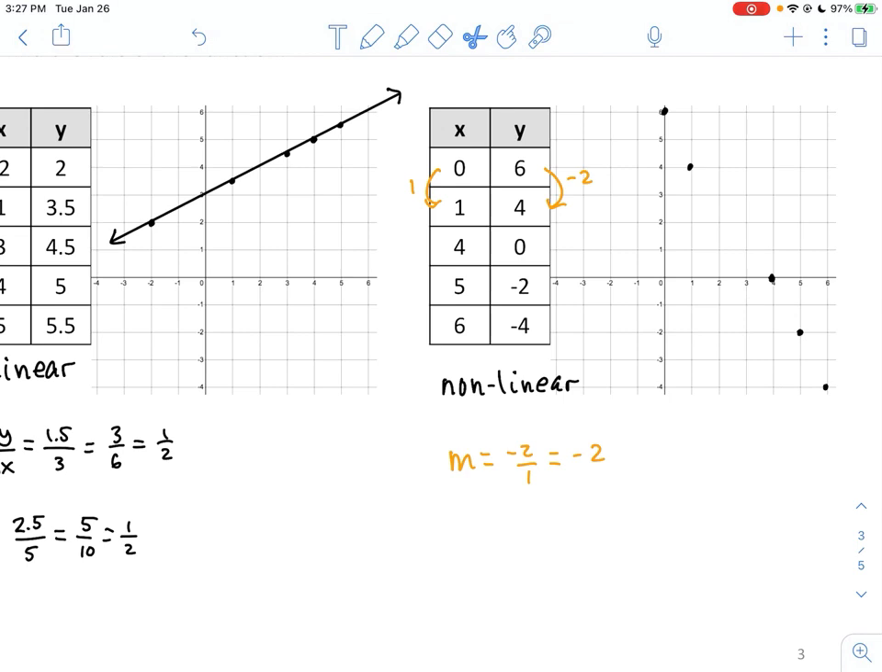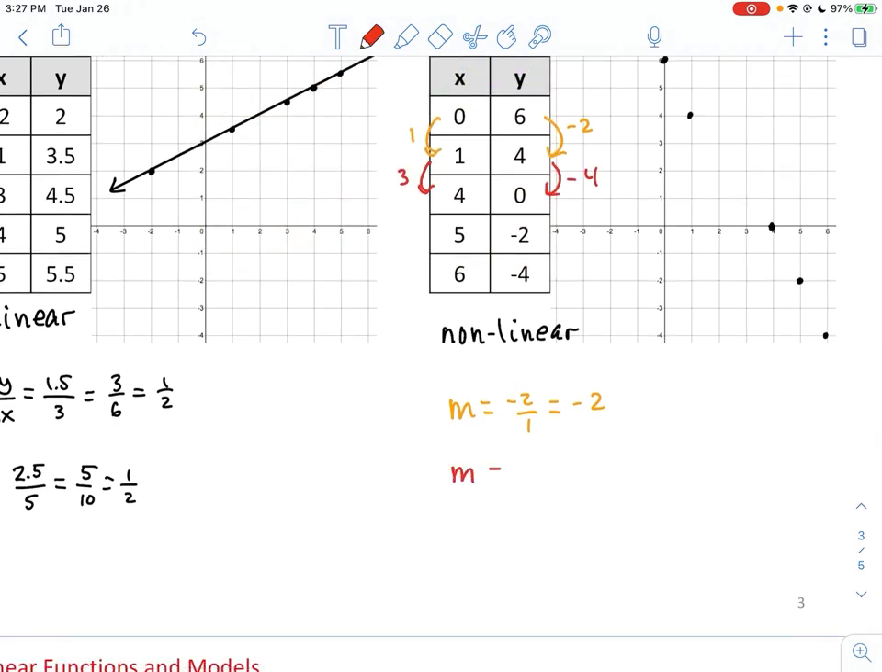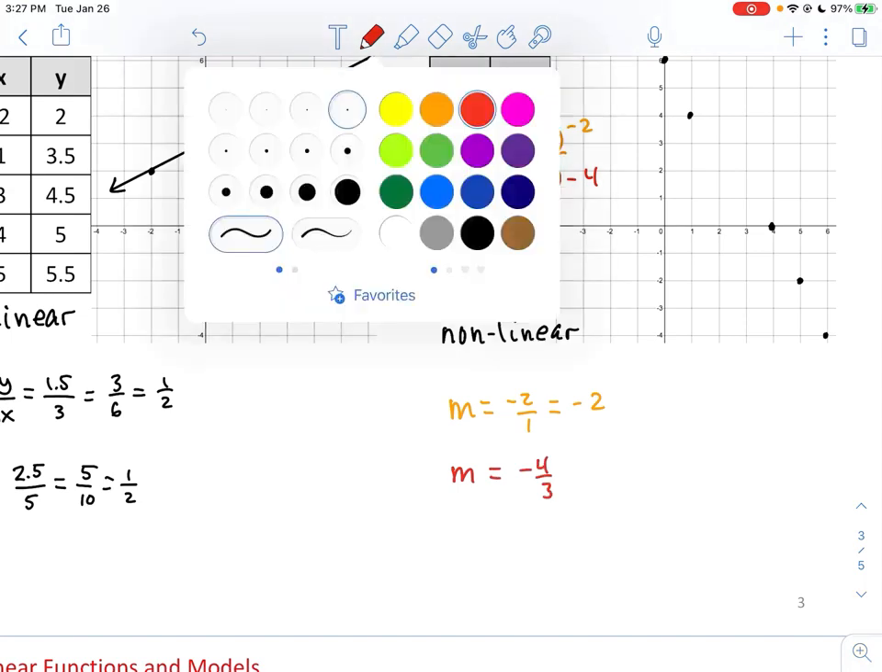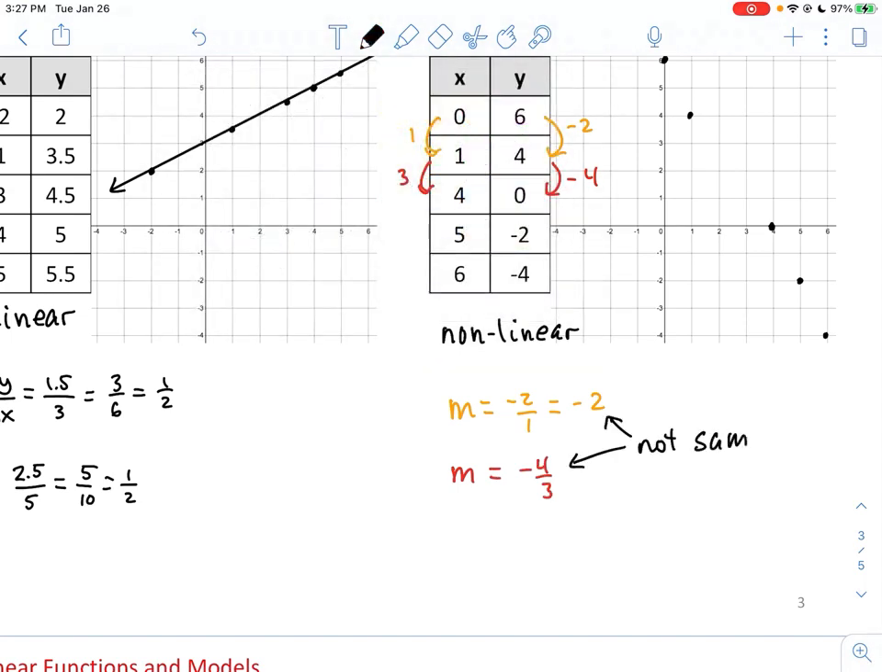For example, let's try connecting the second and the third. To connect the second and the third, I see a drop of 4 and a run of 3. And the slope connecting those 2 points is negative 4/3. And that's not the same as negative 2. So we have inconsistent slopes between some of the points.